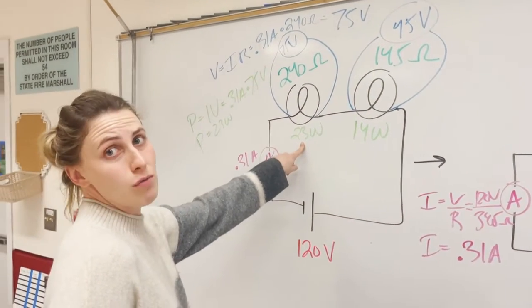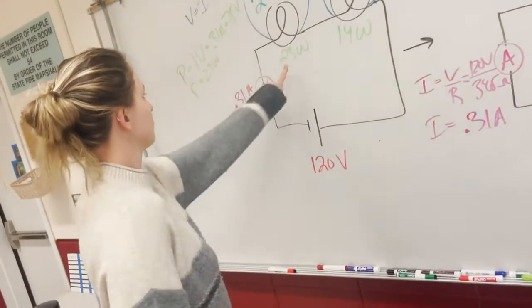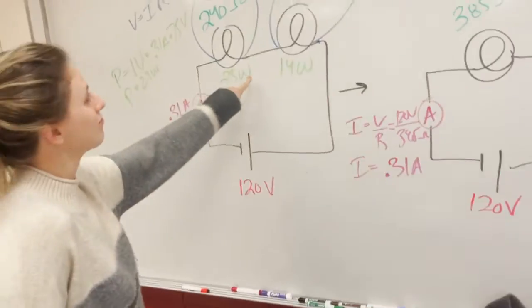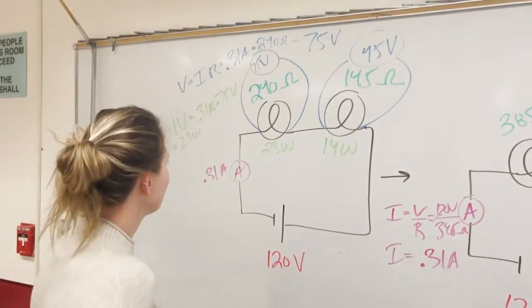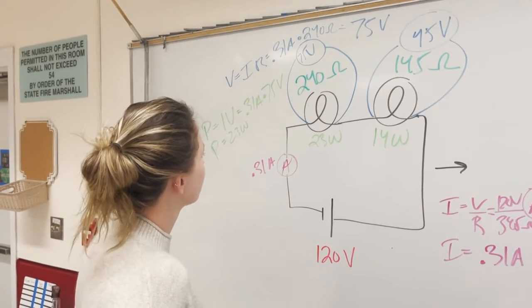So this one puts out more, right, Boykin, than this one in terms of the power and therefore how bright it is. That which was 60 watts is now putting out 25, and that which was 100 watts is now putting out 14. Why is that? Well, because it's in a series circuit, it's not getting all the voltage at once.